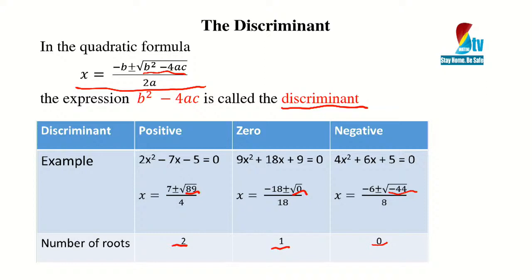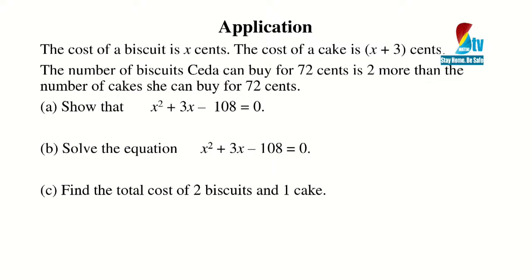And then we can apply this on some problems. Say the cost of a biscuit is X cents. The cost of a cake is X plus 3 cents. The number of biscuits that I can buy for 72 cents is 2 more than the number of cakes she can buy for the same amount. So show that this is equal to 0.